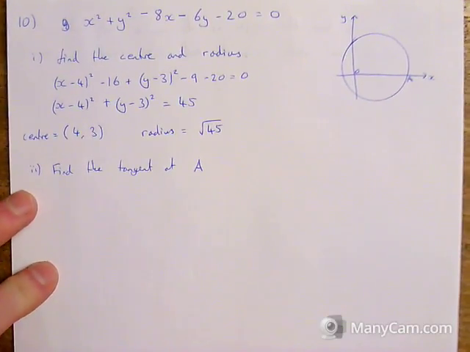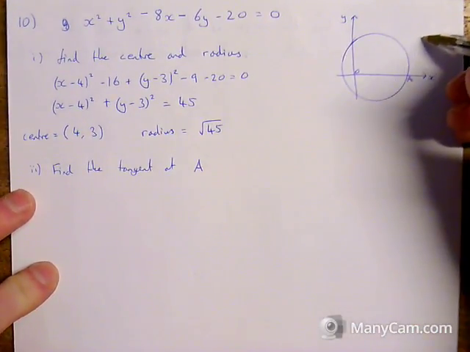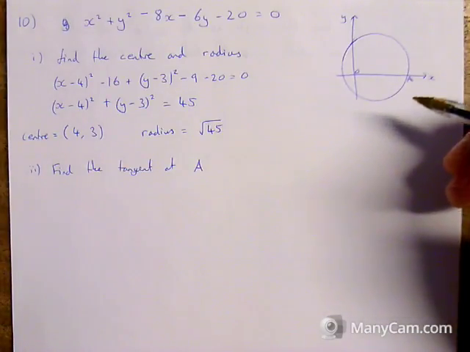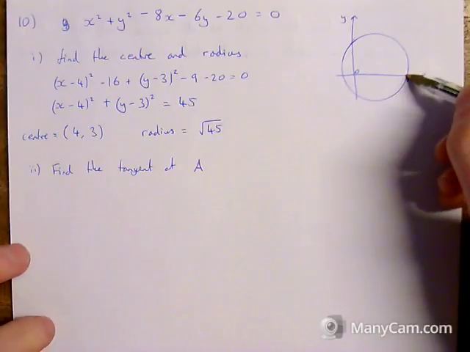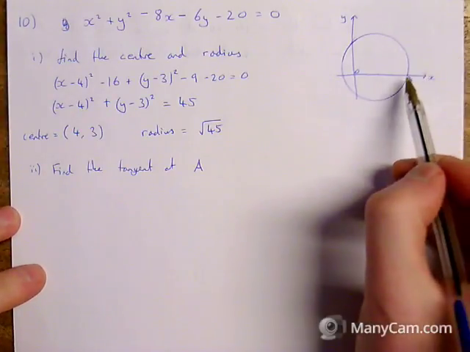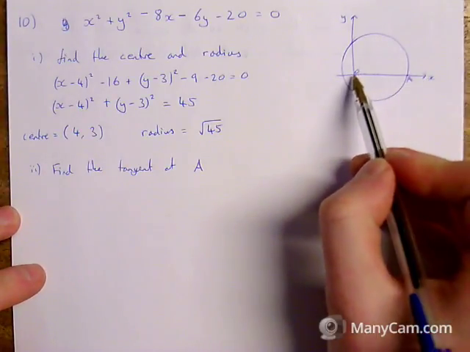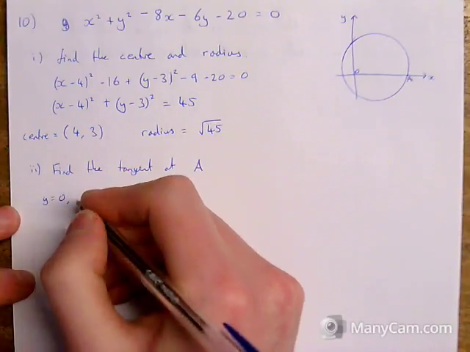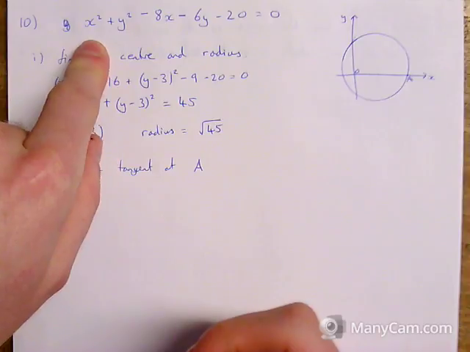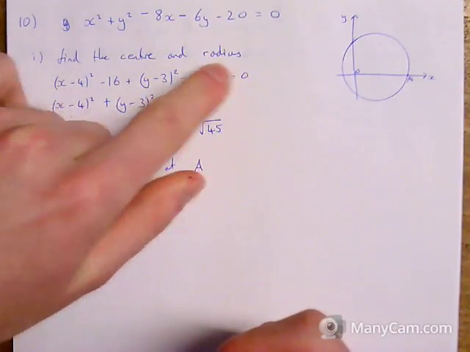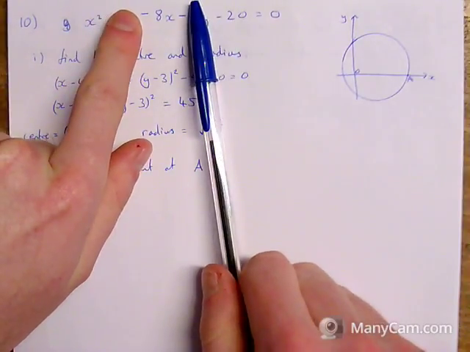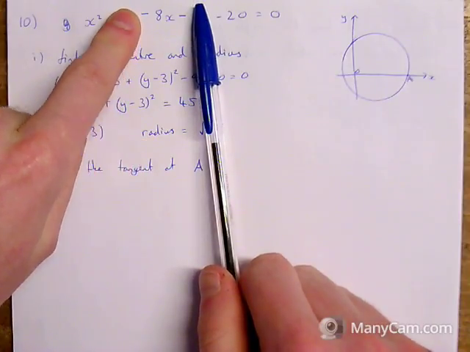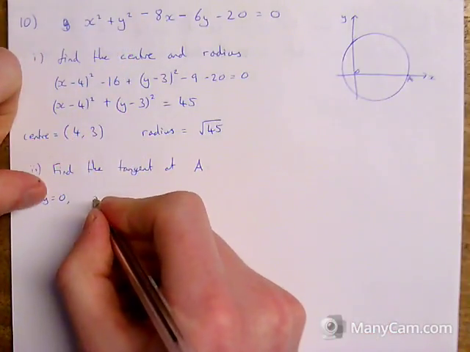Part 2 is asking us to find the tangent at A. So the tangent that goes across here, we want to find that equation. We're not given any coordinates at A, so we need to find those out. Hopefully you can see it lies on the x-axis, so that's when y is going to be equal to 0. So when y equals 0, we make y 0 in this equation at the top here. Those two parts are going to disappear, so we're just going to end up with x squared minus 8x minus 20 equals 0.